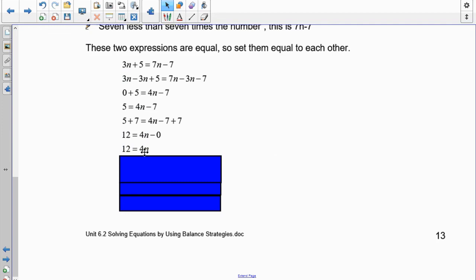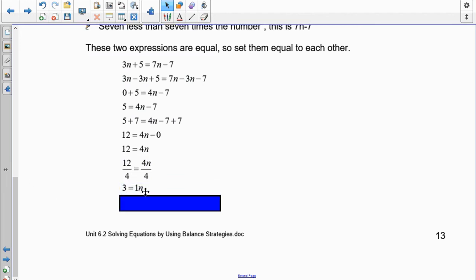Now, I'm multiplying by 4, so I've got to divide by 4. 4 divided by 4 is 1. 12 divided by 4 is 3. So that leaves me with n is equal to 3.